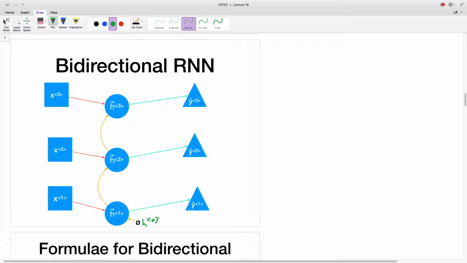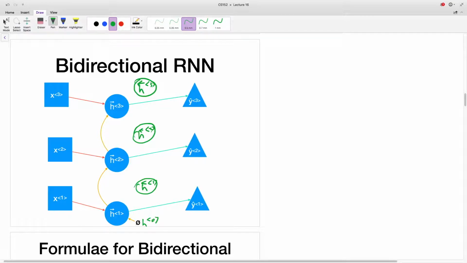So what we do for a bidirectional RNN is we're going to say, let's have another state for the backwards direction. I've used h with a right arrow to be our forward direction, and h with a left arrow to be our backward direction. So we'll call this 3, and 2, and 1.